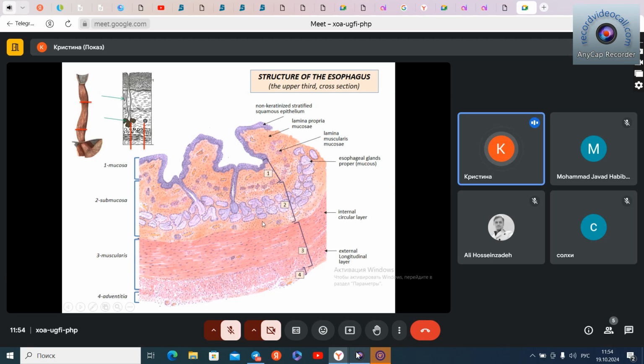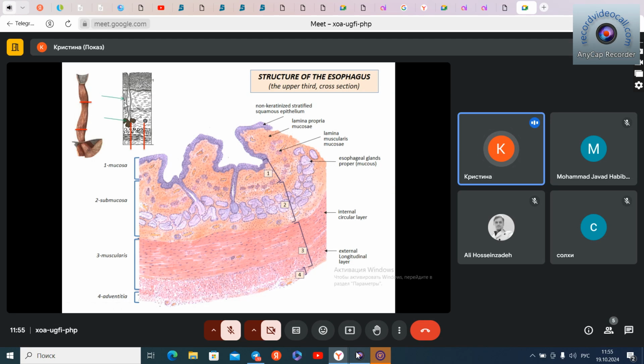It contains loose fibrous connective tissue with some large blood vessels, nerves, nerve plexus, Meissner's plexus, and a large amount of secretory portions of the esophageal glands proper. It means the major type of glands in the esophagus. They are shown here with this green arrow. Their secretory portions are located in the submucosa, and the duct leads to the surface of the epithelium. It is shown here.